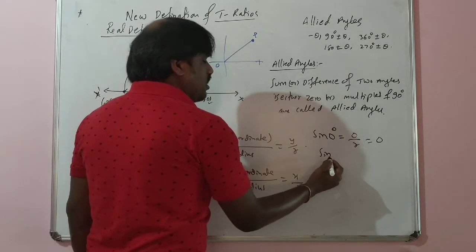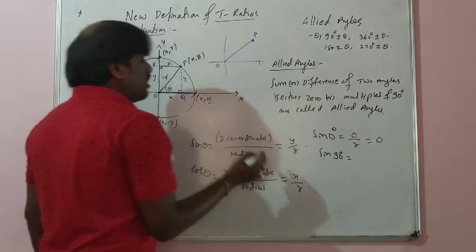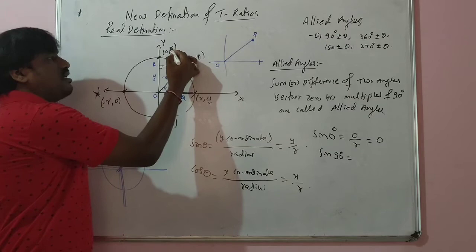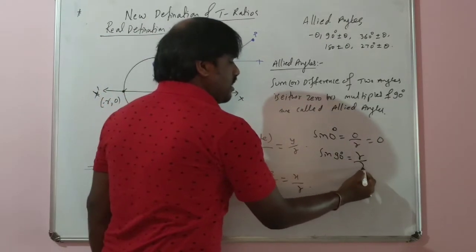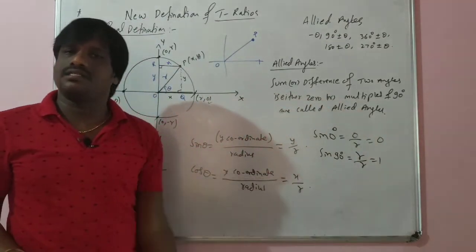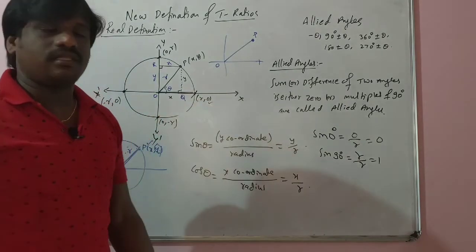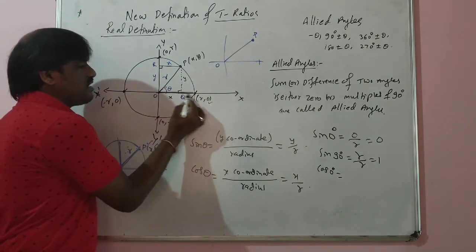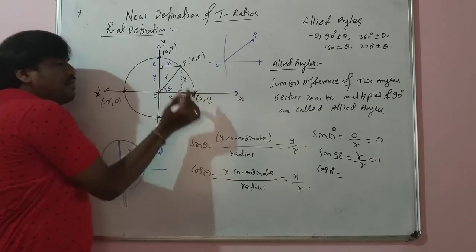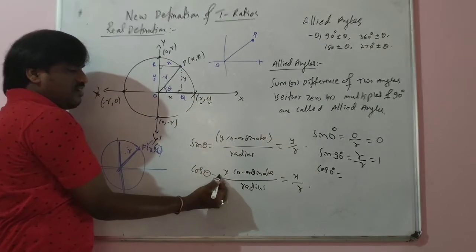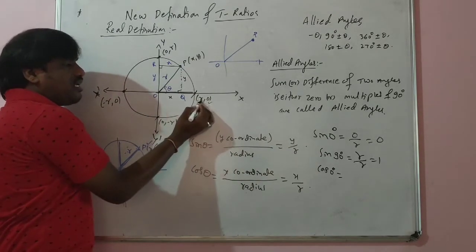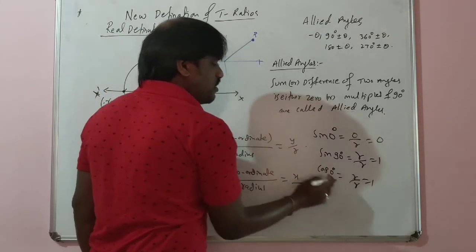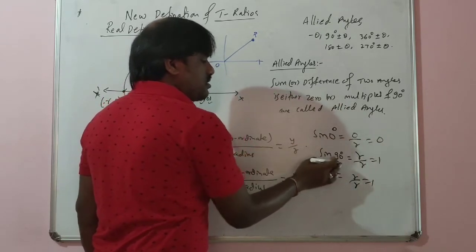And if I want to know sine 90 degrees, what is the formula? Y coordinate by radius. What is the y coordinate here? r. So r by r is equal to 1. Sine 90 degrees is equal to 1, sine 0 is equal to 0. If I want to find cos 0 degrees, cos theta definition is x coordinate by radius. X coordinate is r, so r by r is equal to 1. So cos 0 is 1, sine 0 is 0, sine 90 is 1.